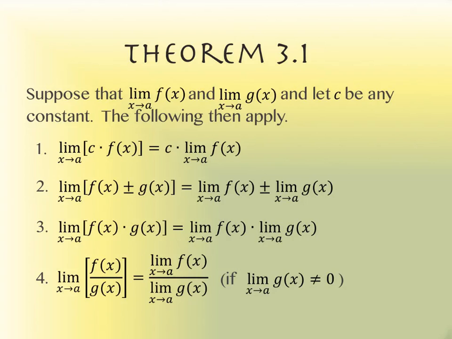The last one says that if I divide two functions and want that limit, I can take their individual limits first and do the division second. That's a really good feature. It has one potential problem: I can't have the limit of g of x be 0 and make that work. I can't have 0 in the denominator. That's not going to be okay. So as long as I don't have 0 for the limit of g of x, I can use that feature as well.